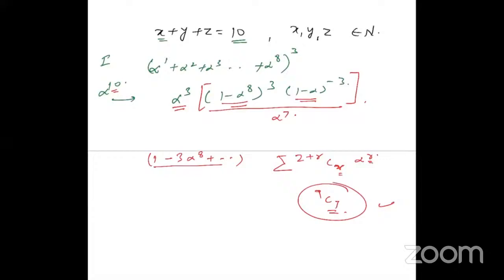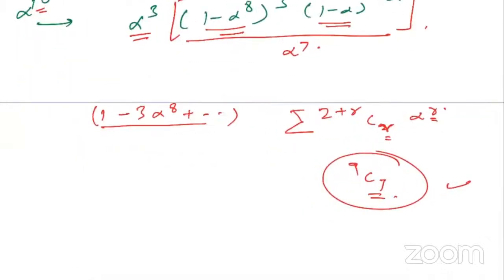Hope everyone is done with this, right? Now, the second method: when we are saying x plus y plus z is equal to 10, and x, y, z are natural numbers, right?